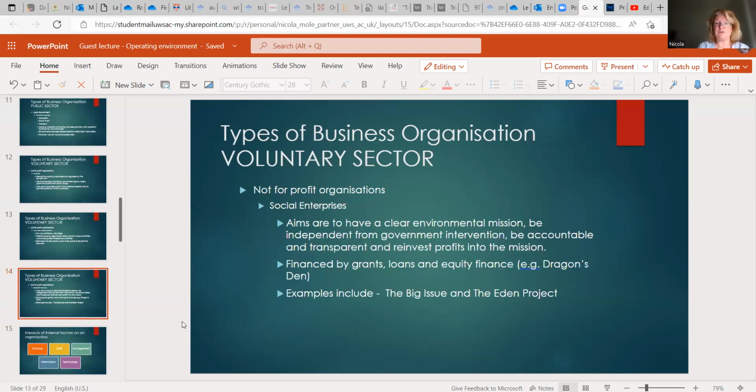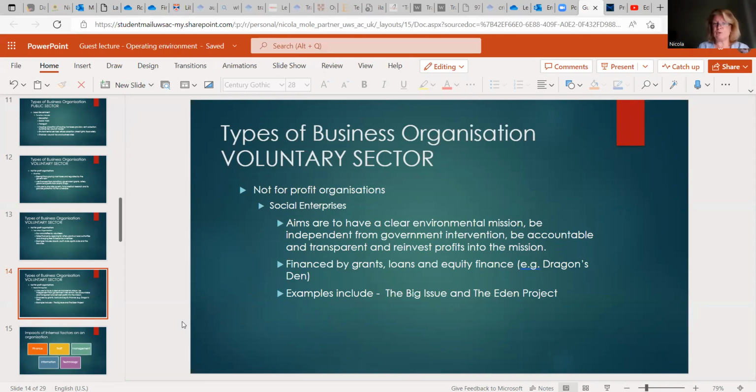There are also social enterprises, so they might have a clear environmental mission, be independent from government intervention, or be accountable and transparent and reinvest profits into the mission. They could be financed by grants, which is money that the government gives them, loans, or equity finance. And there's been a very popular TV program in the UK called Dragon's Den, and that's all about giving money to individuals to run a business.